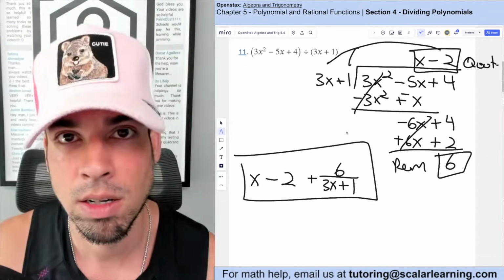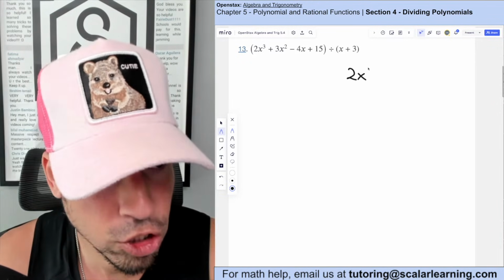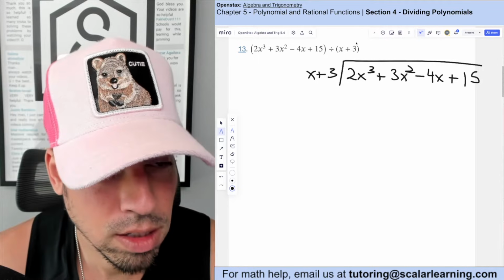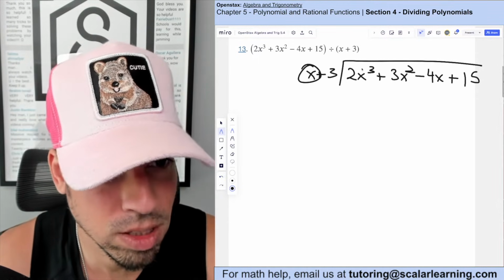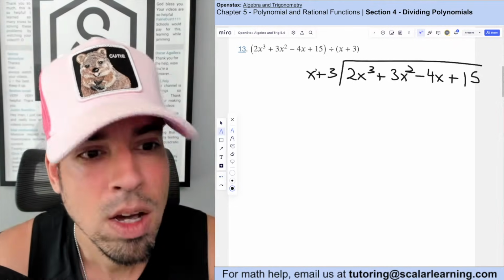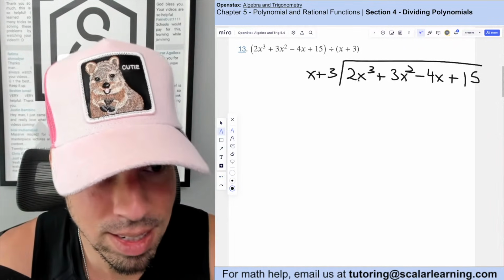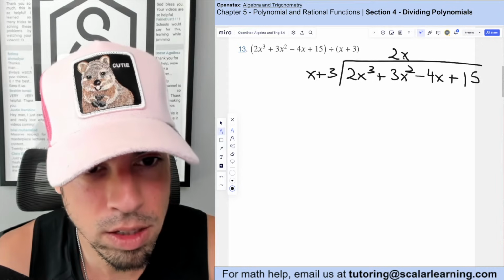Boom, done. For this one, we're going to set it up in long division. The first term goes inside. The second term is the divisor goes on the outside. And then we look at the leading terms. How many times does x go into 2x cubed? Meaning, what do I multiply this by to get that? It would be 2x squared.